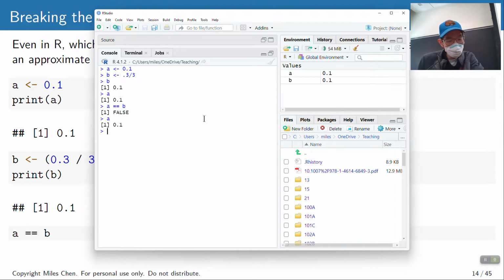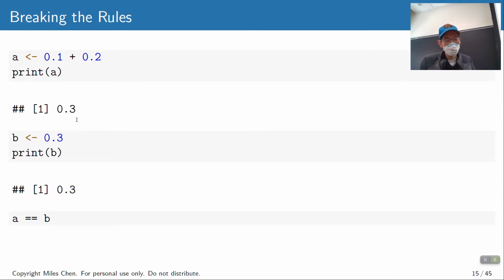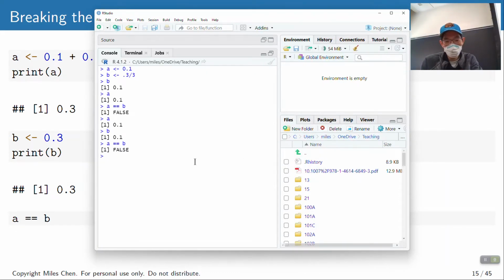Let me check A. Here's A, here's B. They both say 0.1 and 0.1, but is A equal to B? R comes back and says false. They are not equal. Okay? And I've got more of these things, right? So let's just try something else out. We're going to store A as 0.1 plus 0.2.